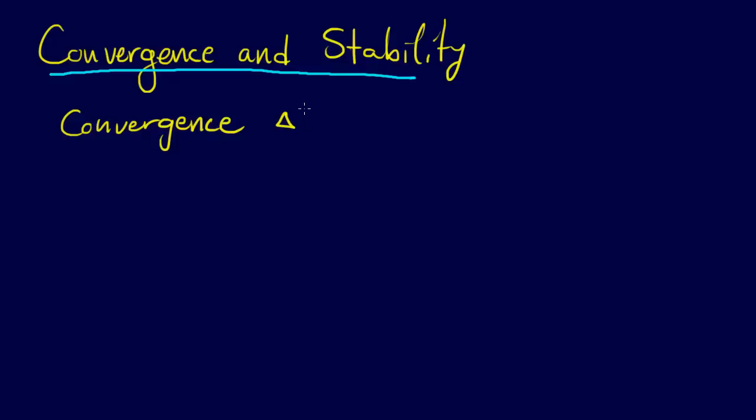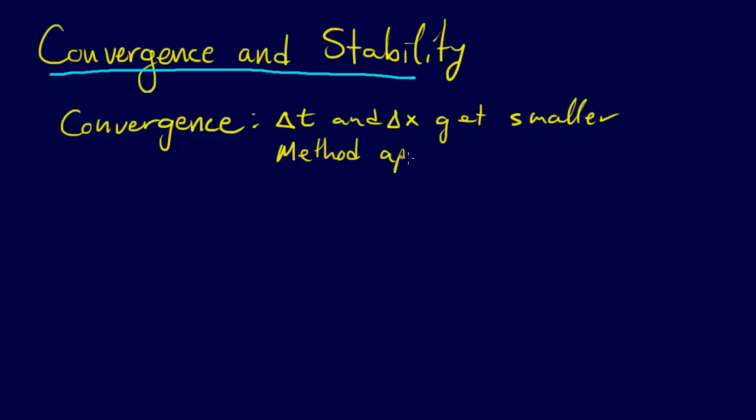So let's say delta t and delta x get smaller. The finite difference method, or I mean, this can apply in general for any method, approaches the analytical or the true solution. Okay, that's what convergence means.